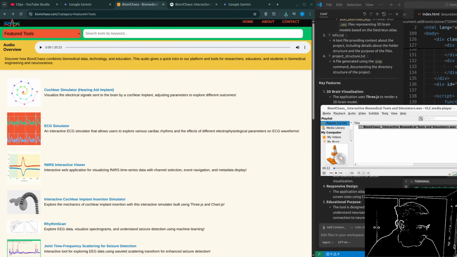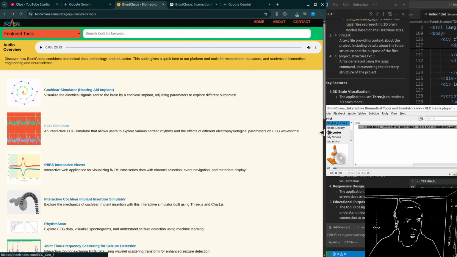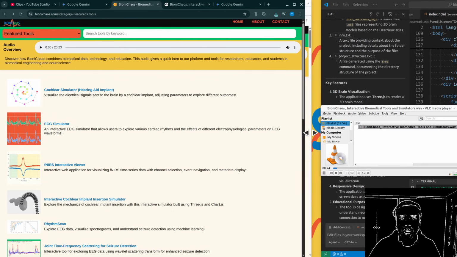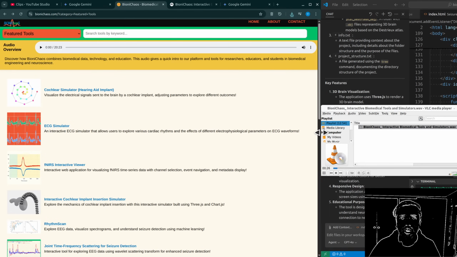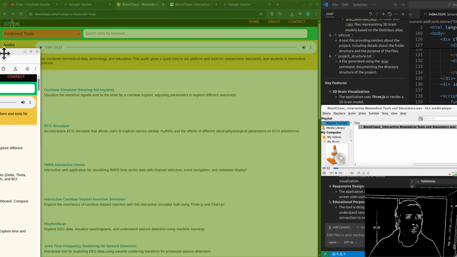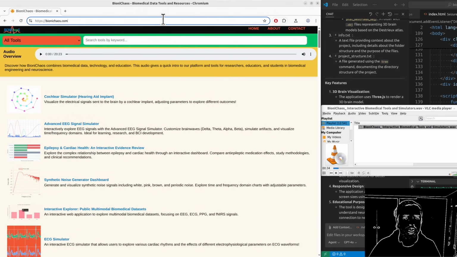Absolutely. Today, we are navigating the pretty fascinating world of BioniChaos.com. Now, this isn't just another website. It's an open-source platform making some serious waves in the biomedical field. It claims to democratize complex science, making these sophisticated tools available to anyone with just a web browser. Which, I mean, that sounds almost too good to be true, doesn't it? What's your first reaction when you hear that?